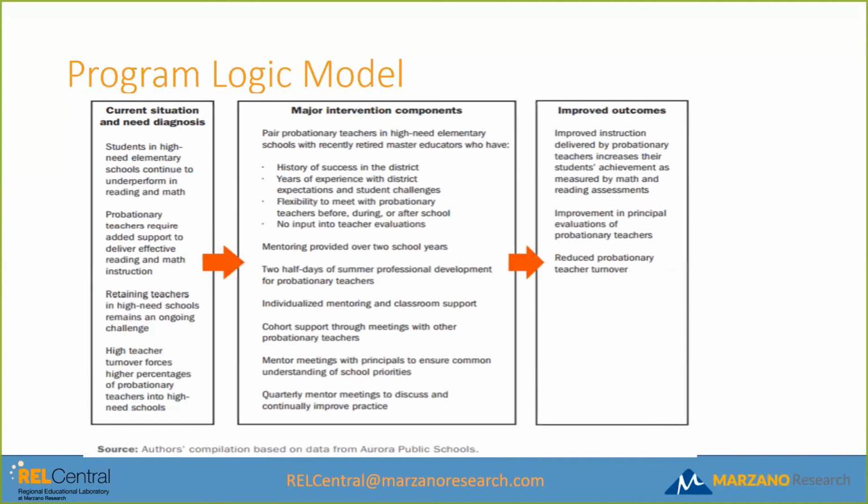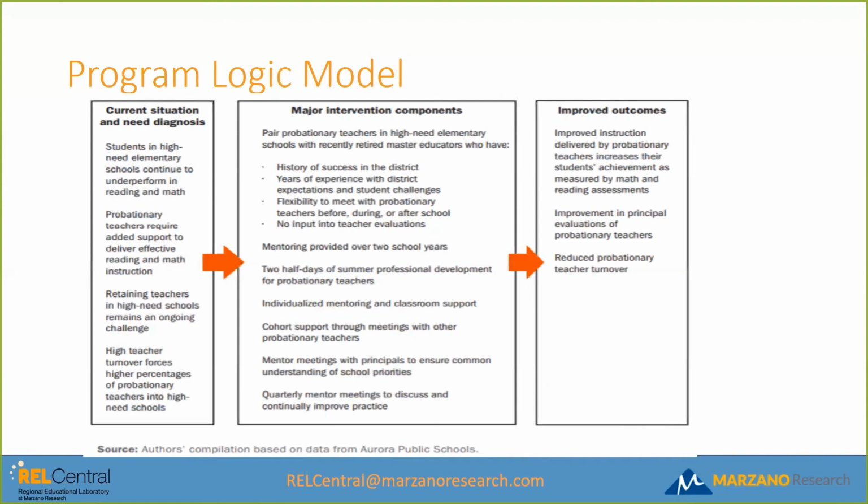Those kinds of need pieces can also help you identify where you want to focus your outcomes, and which outcomes are the most important to measure. And then, of course, the middle box, the major intervention components, gives you an idea of where you should be looking at program costs, tracking costs.